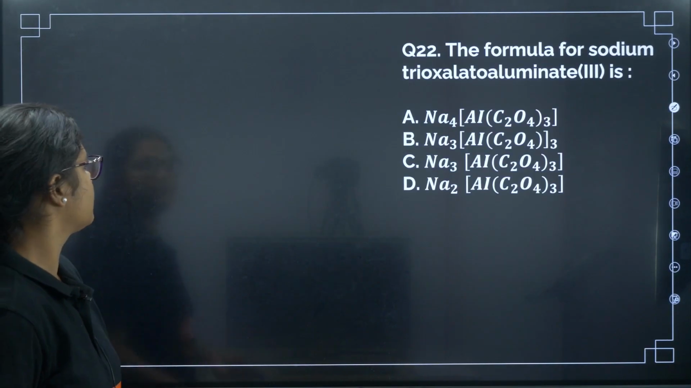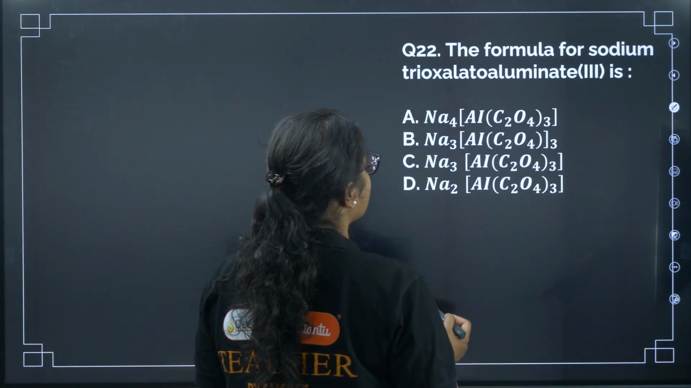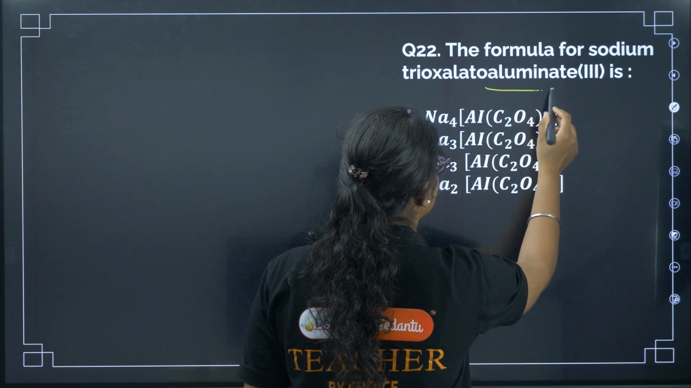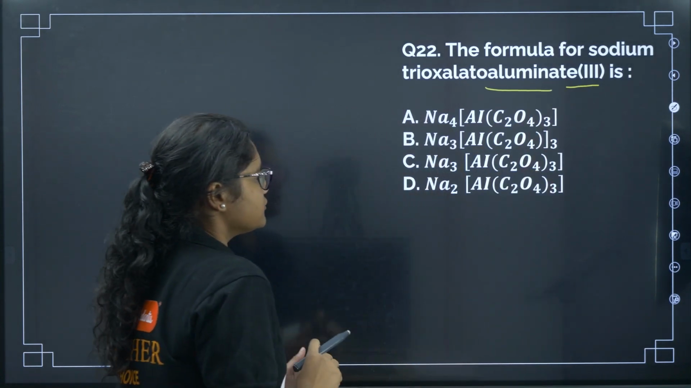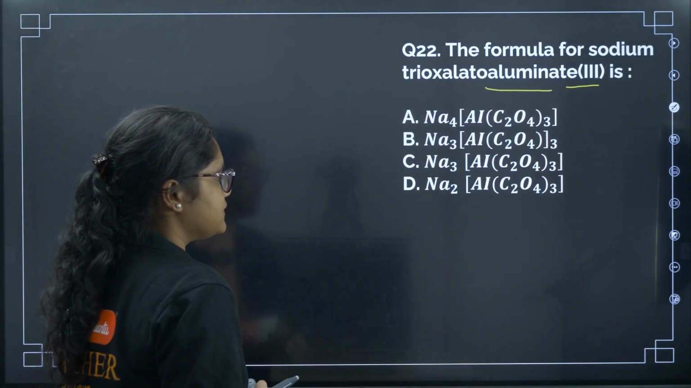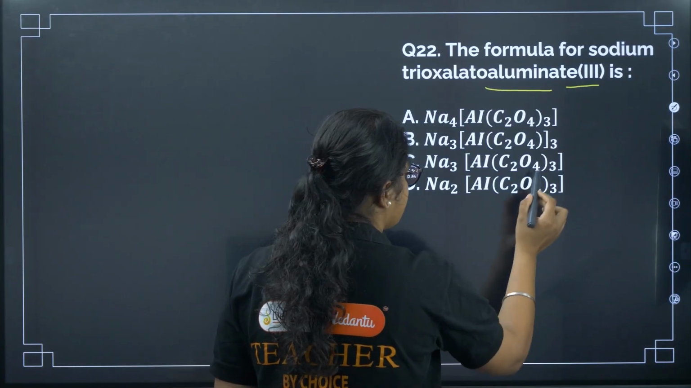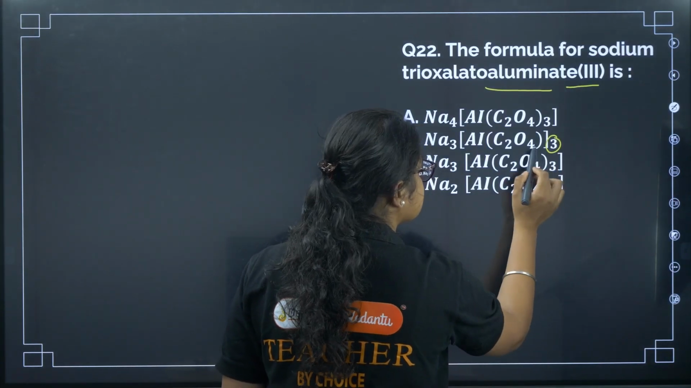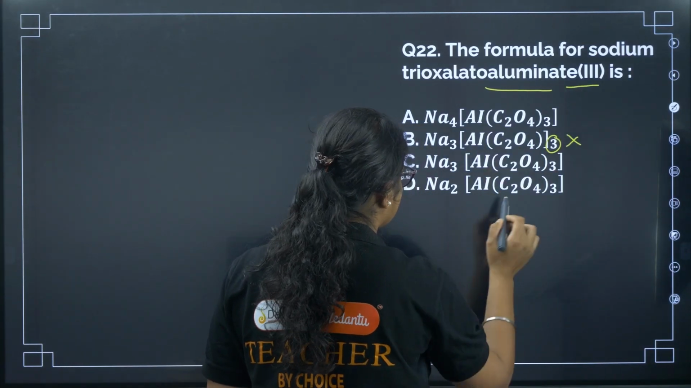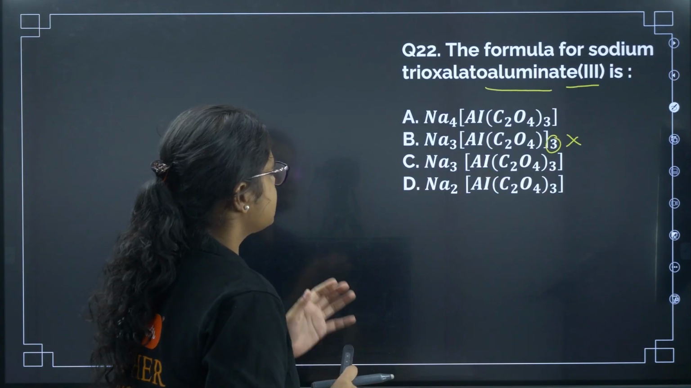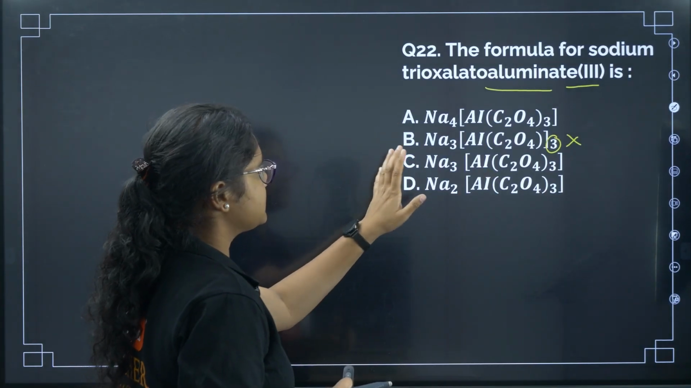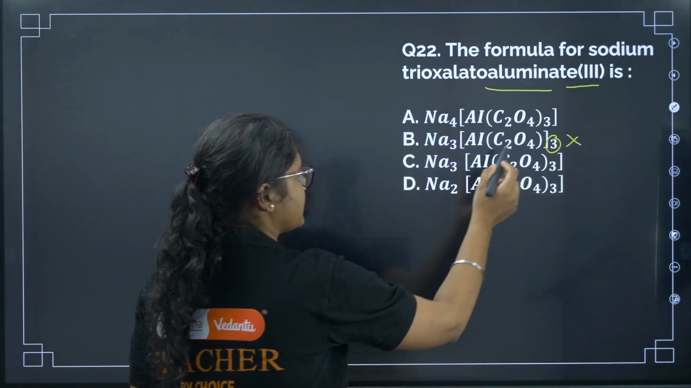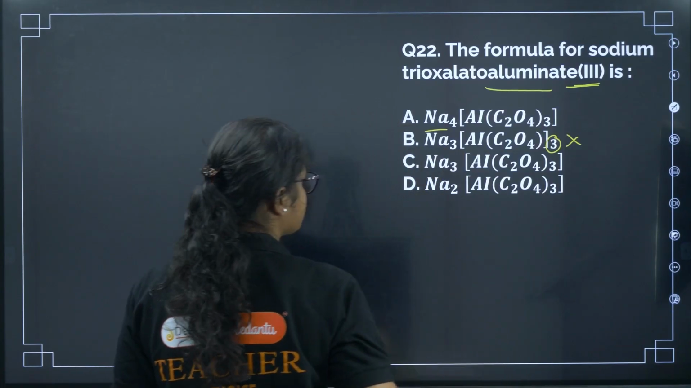Okay, very simple one. Next, the formula for sodium trioxalato aluminate is. So first of all, trioxalato is there, means there should be 3 oxalato, but this one is incorrect because it is outside. We can eliminate these two, other 3 options are there. Next, we have to check the oxidation state of aluminium, right? That should come 3. So let us check for the first option.